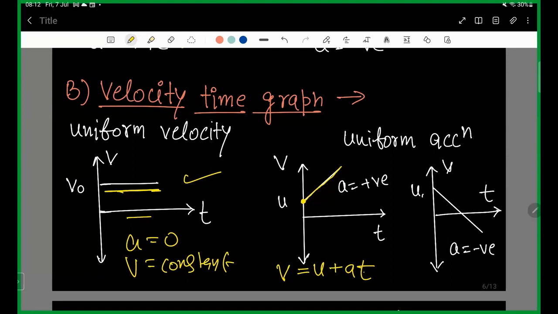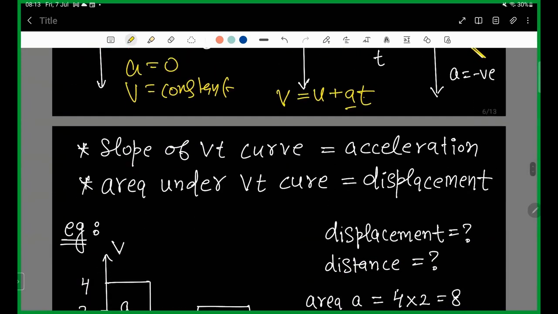What is your y-intercept? Your y-intercept is initial velocity. And what is your slope? Your slope is acceleration. Since acceleration is positive, your slope will also be positive. Now, what if your acceleration is negative? So if your acceleration is negative, your slope will also be negative. So you will start from initial speed of u, but since your slope is negative, you will come down. Okay, so the rule to remember here is the slope of the velocity-time graph is acceleration.